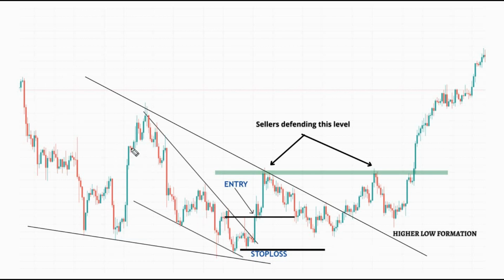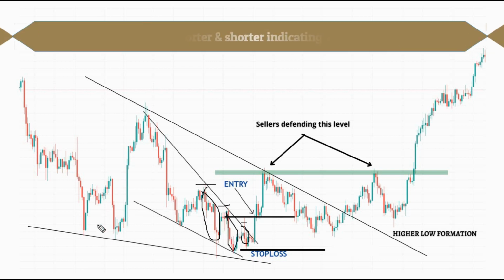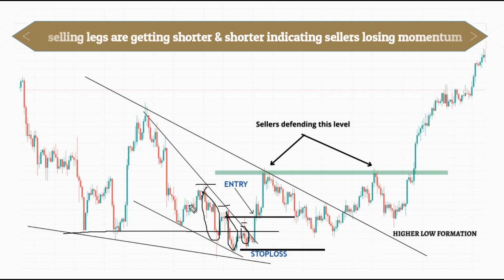But what is happening? See the selling legs. The selling legs are getting shorter and shorter. Even after breaking down this important support zone, the sellers were not very aggressive. So this is an indication that sellers are losing momentum in this downtrend. Because if sellers are very strong, then after breaking this structural support zone, they should have continued the downtrend very aggressively.